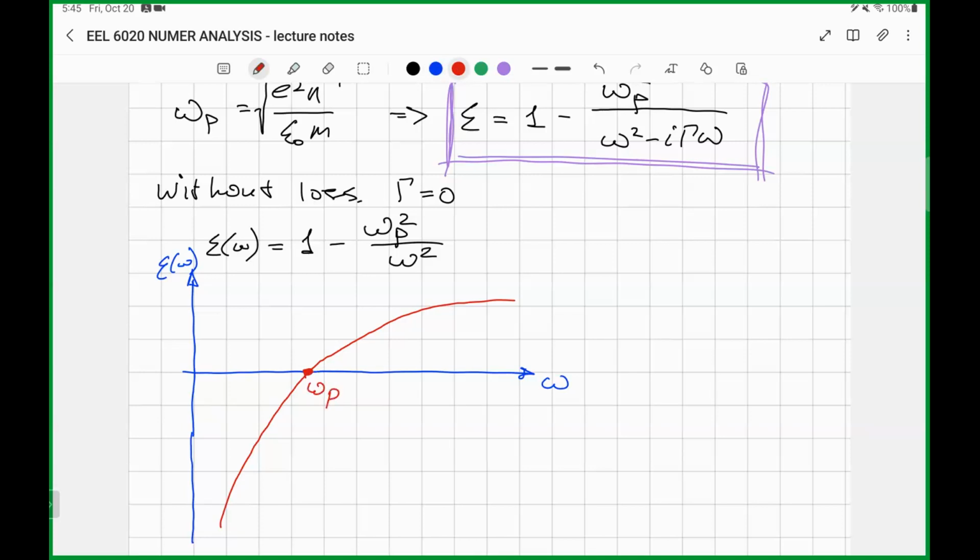When the frequency is very large, this ratio goes to 0, and the epsilon tends to 1, right? So this is somewhere 1. But when the frequency is very small, the ratio is very large and negative. So at low frequency, the epsilon of a metal goes to minus infinity. Let us write this like this: if omega is much smaller than omega plasma, epsilon is large and negative.